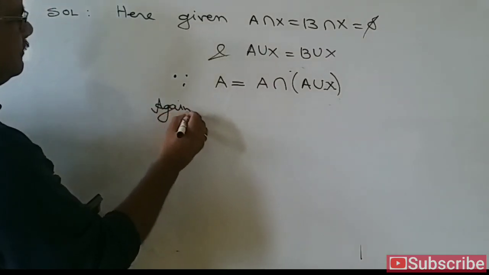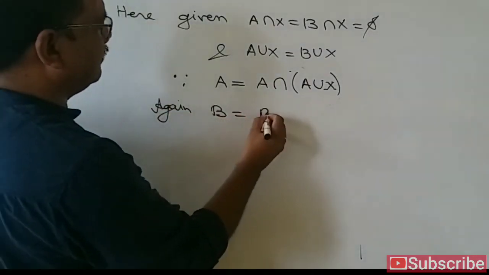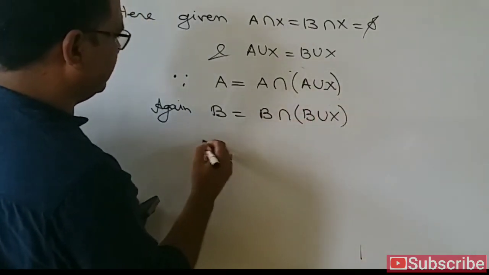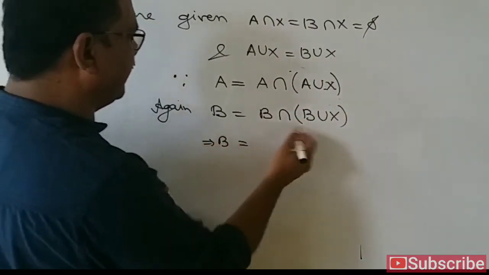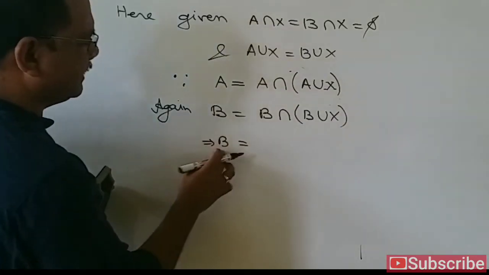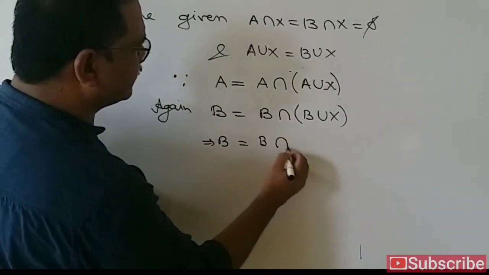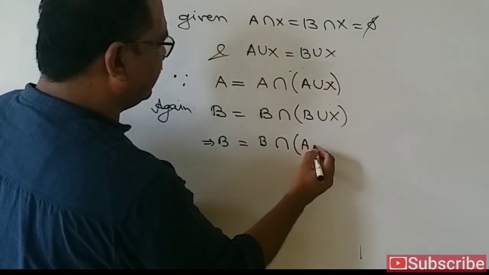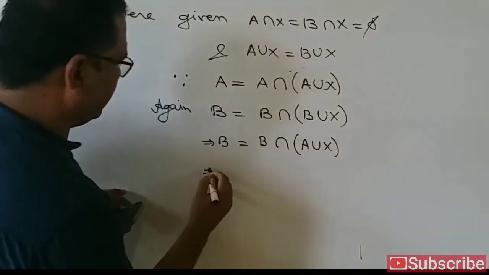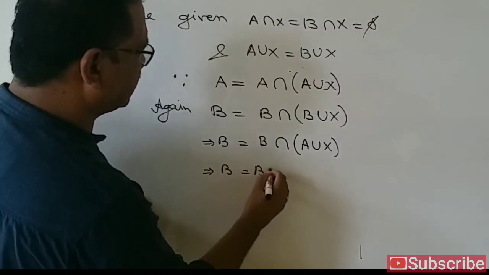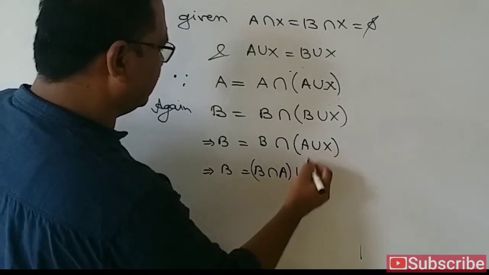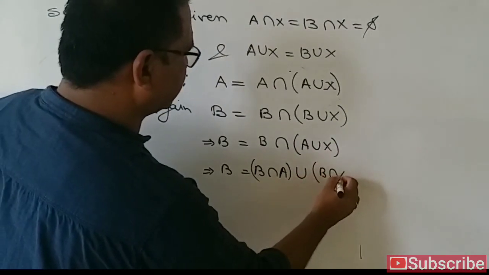Again, B is equal to B intersection (B union X). The same idea is being applied here. B is equal to B intersection (B union X). This is to be replaced by A union X. Then B is equal to B intersection A, using the distributive law the same way, union B intersection X.